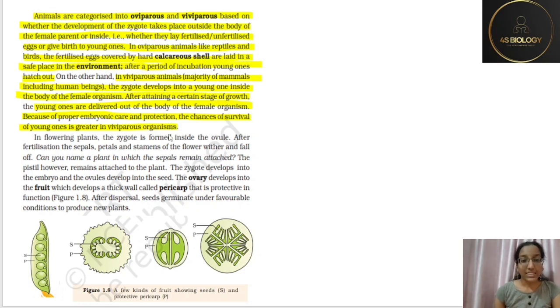In flowering plants, the zygote is formed inside the ovule. Zygote is formed inside the ovule. After fertilization, sepals, petals, and stamens of the flower wither and fall off. First, the ovule is there, and inside it a zygote is formed. Then after fertilization, the flower's sepals, petals and all wither, that is, they fall off.